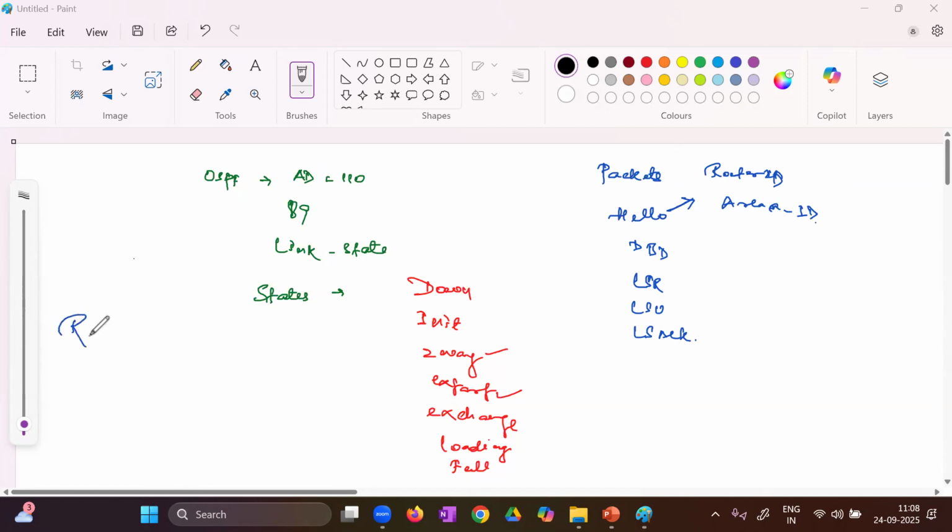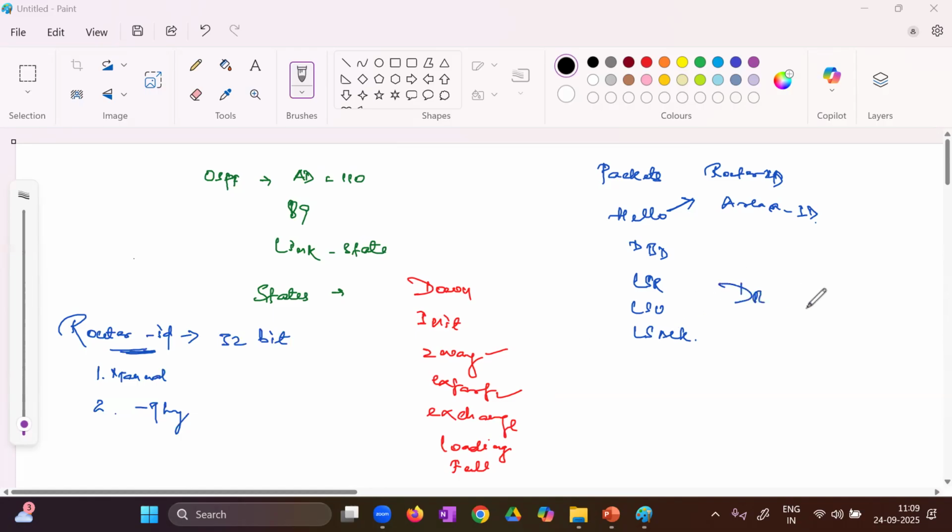Router ID. What do you mean by the term router ID? Identification of what? What is the size of this? 32-bit. It is an identification number that is used to identify a router in the network, right? So what is the first method? Manual. Second method, automatic, from where? Highest IP configured on the loopback. And if there is no IP configured on the loopback, then the highest IP configured on the physical interface will be the router ID. Correct?